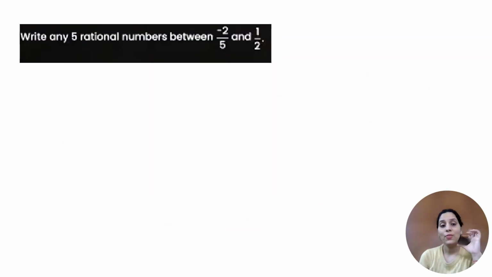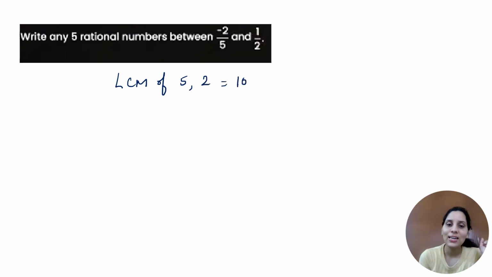Alright, next one. Find 5 rational numbers between these. Now, finding 5 rational numbers using mean method is time consuming. I will not advise you. So to find rational numbers, the only thing you need to do is make the denominators the same. How do we do that? You will just take the LCM of the denominators. Now what is the LCM of 5 and 2? The LCM of 5 and 2 is 10. So you will make sure that you have 10 as the denominator for both.